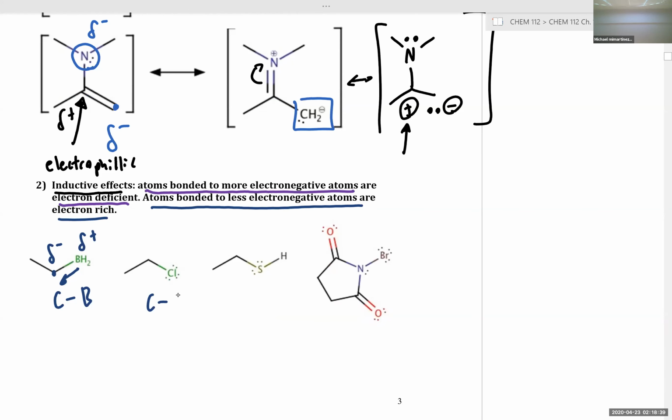If we look at a carbon-chlorine bond, which atom is more electronegative, carbon or chlorine? Chlorine, right? So we'd expect carbon to have a partial positive or an electrophilic character. Just like if we look at a carbon-sulfur bond, the carbon and the hydrogen would have electrophilic character.